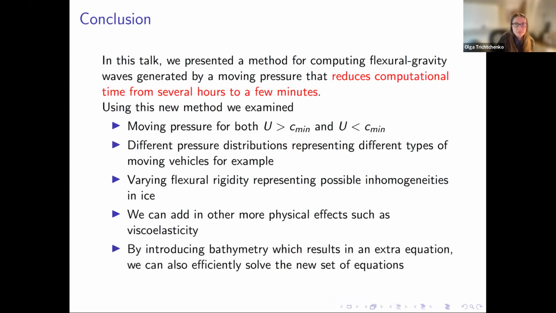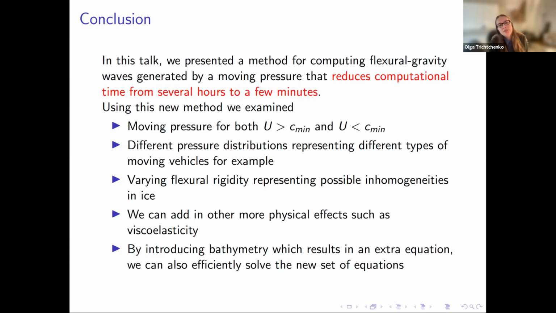I know I've rushed through this, but essentially what you can do is, using this preconditioned Newton-Krylov method, where with the preconditioner, we compute using a hybrid method where we account for the flexural component numerically, and the gravity waves, so the free surface waves with no ice on top, you can account for analytically.